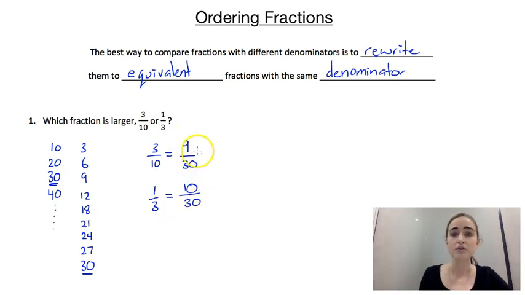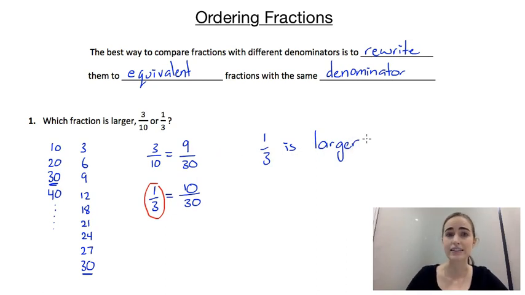So now because we've got the same denominator, we can compare them. If we want to know which one's larger, 3/10 or 1/3, we're going to look at which one's larger out of 9/30 or 10/30. So 10 over 30 is larger than 9 over 30, which means that 1/3 is going to be larger. All right, let's have a look at a second example.